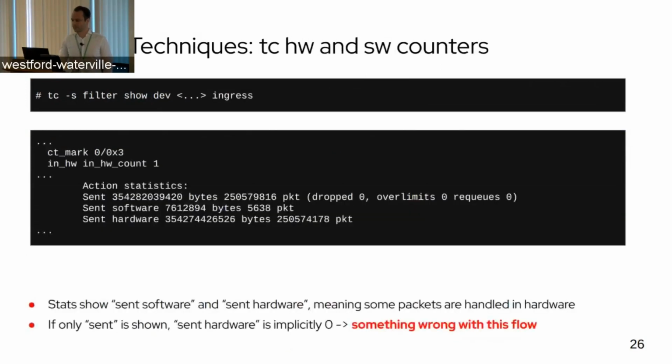If you go deeper into the TC parts, there's the tc filter show command. It will give you the current state of TC. What you will be looking for are two statistics, sent hardware and sent software. The first thing you want to see is that you have sent software and sent hardware separately. Because if you only see something like sent software, it implicitly means that everything is handled in software, so sent hardware is implicitly 0. Then definitely something is wrong with that particular flow, and you need to debug why.